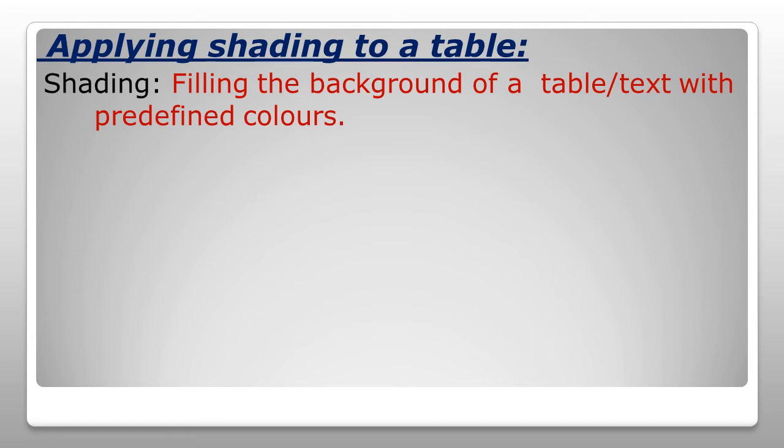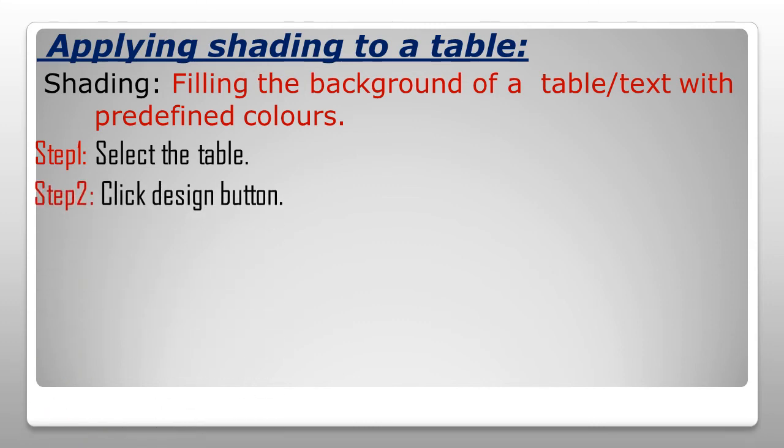Some of the steps you need to follow for shading. Step 1, you need to select the table. Here selecting the table means you need to select the created table first. Step 2, click design button, which will be present in the table tool option. You need to select the design button.